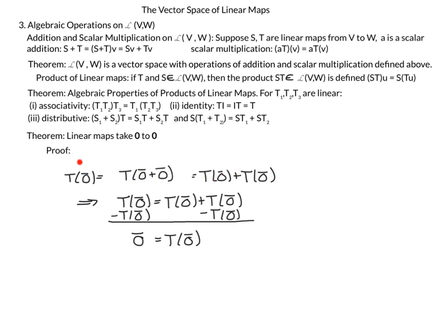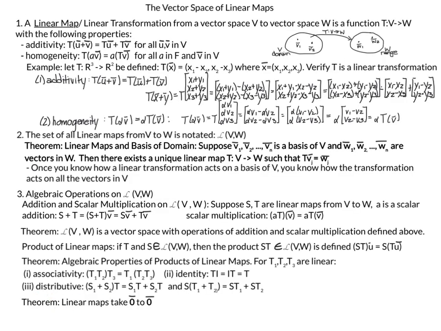So taking this far left-hand side, equating it to the right-hand side, we get T of 0 is equal to T of 0 plus T of 0. I'm going to subtract T of 0 from both sides of this equation. So from over here, I'm going to say minus T of 0, and that's going to give me 0. Over here, I'm going to subtract T of 0, and that gives me one single T of 0. So you can see T of 0 is equal to the 0 vector. And that was our last theorem.